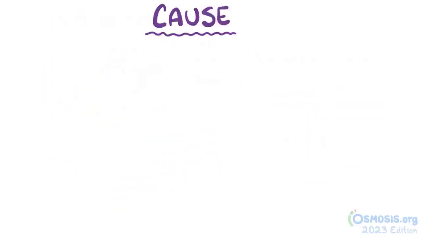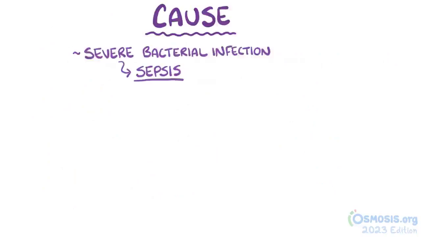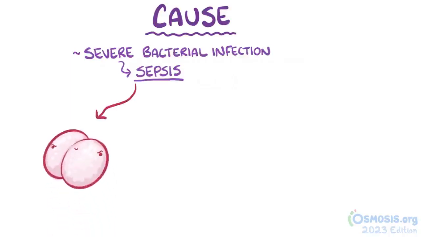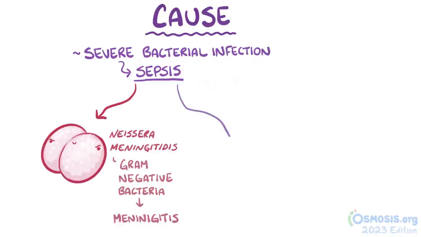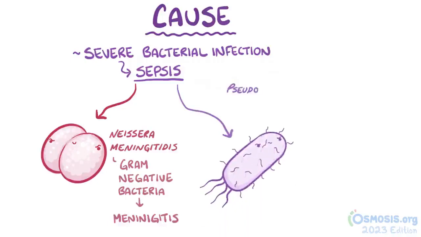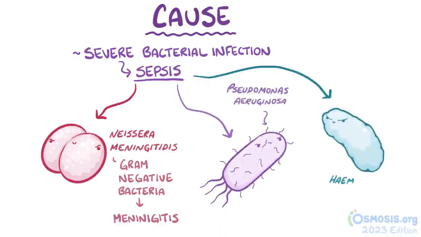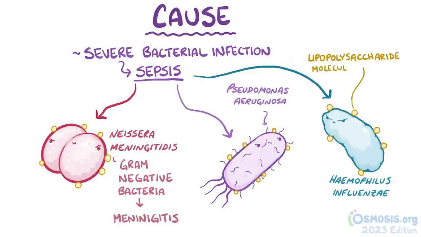The root cause of Waterhouse-Friderichsen syndrome is severe bacterial infection, or sepsis. This sepsis is typically due to Neisseria meningitidis, which is a gram-negative bacteria that's best known for causing meningitis. Other bacteria that can cause Waterhouse-Friderichsen syndrome include Pseudomonas aeruginosa and Haemophilus influenzae. The outer membrane of these bacteria has endotoxins, which are large and clunky lipopolysaccharide molecules, or LPS.